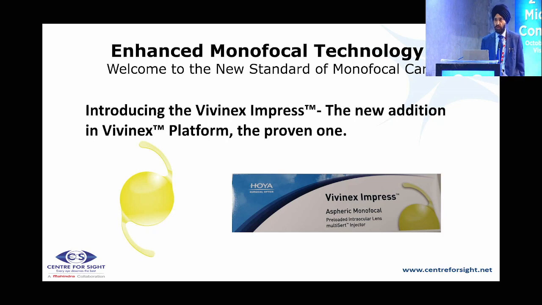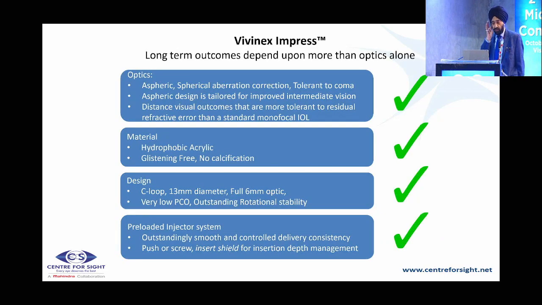Those who have used this Hoya lens know it is based on the Impress, which is also, they say, ozone treated, and the incidence of PCO is less. The stability is pretty good, and it has a filter in it. The Vivinex Impress is an aspheric spherical aberration correction lens which is tolerant to coma. This is very important, that even if there is some slight decentration, it is tolerant to coma. It is tailored for giving you improved intermediate vision, and distance visual outcomes are more tolerant too, compared to a standard monofocal, and I'll tell you the reason why.